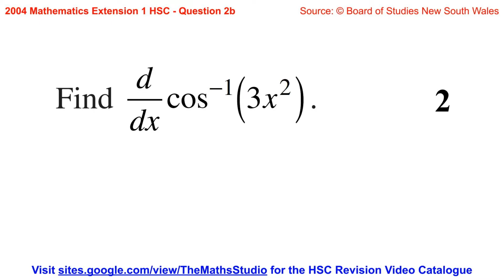Question 2b. Find the first derivative with respect to x of inverse cos of 3x squared.